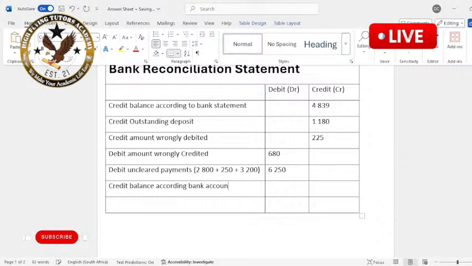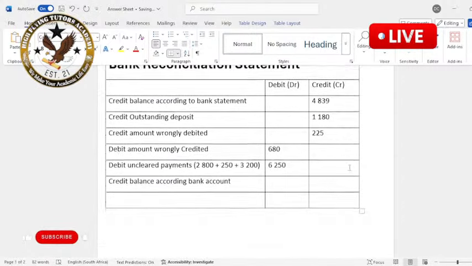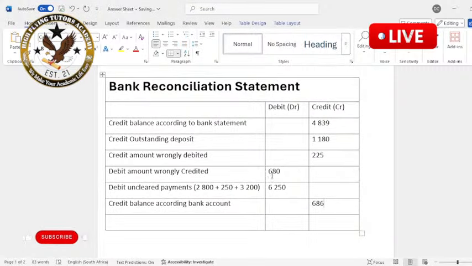Bank account, and then you're going to take this 686 and bring it on the credit side here, right? So now we are done like this. What you need to do is add the debit side, add the credit side, and they must be equal. If they are not equal, it means something is wrong. We need to go and check what is wrong and try to correct it.